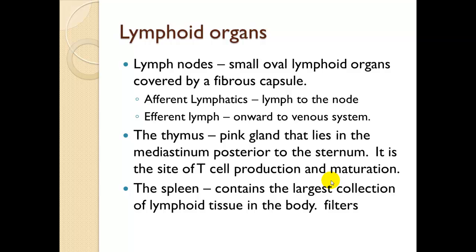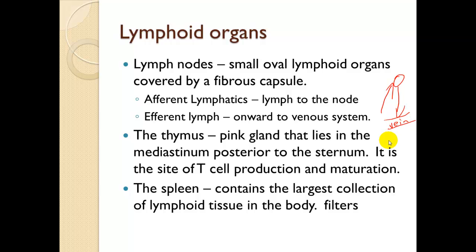Lymphoid organs. Lymph nodes are small oval lymphoid organs covered by a fibrous capsule. We have afferent lymphatics and efferent lymphatics. Afferent lymphatics bring lymph to the node. So if you had a lymph node here, the afferent version would be bringing lymph back to it. The efferent version sends it onward to the venous system. So instead of hanging out in the node, it is going to go out and get into a vein.